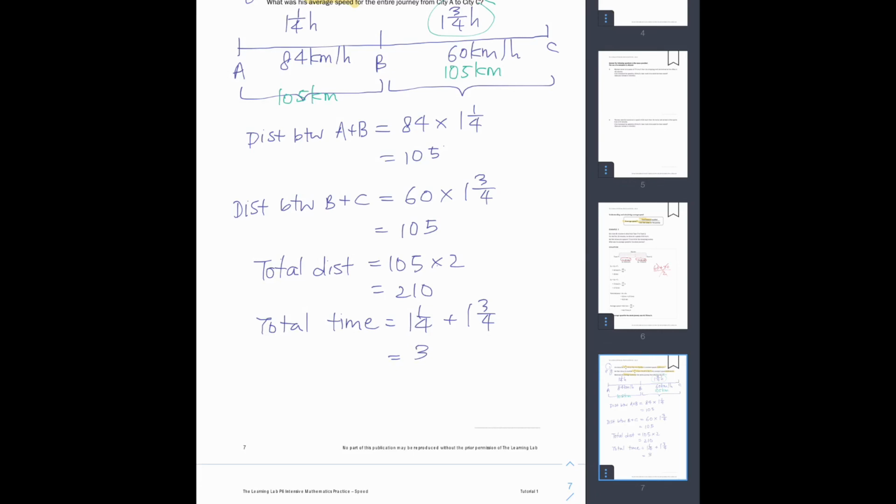So the average speed will be the total distance divided by the total time, which is 70 km per hour.